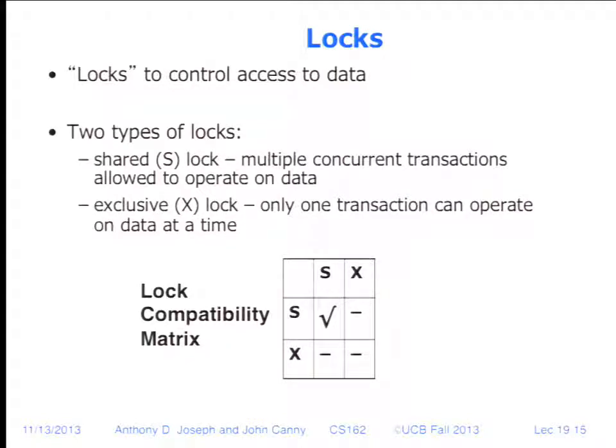Here's a fairly obvious matrix showing that different transactions can hold multiple instances of a shared lock, but you can't have an exclusive lock if somebody else has a shared lock, or vice versa. And two different transactions can't have exclusive locks. Okay, so exclusive means exclusive. It means there's only one actor that has that.